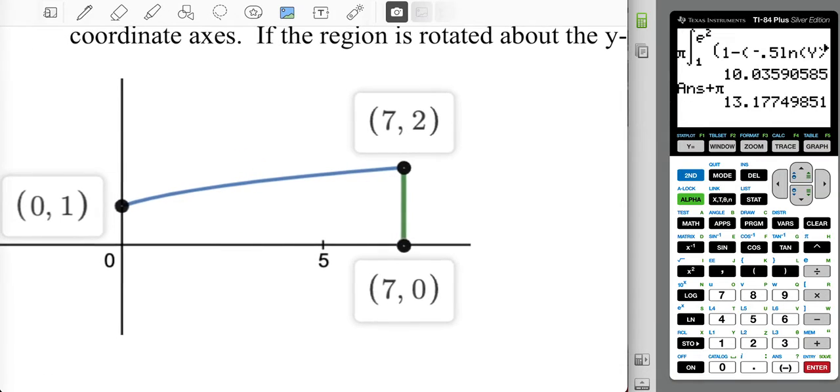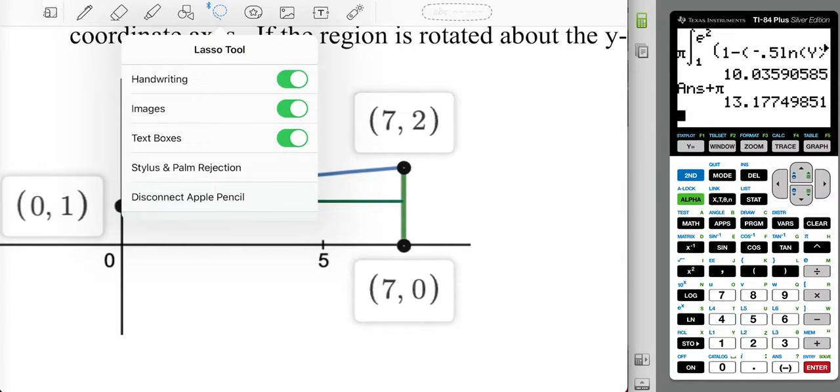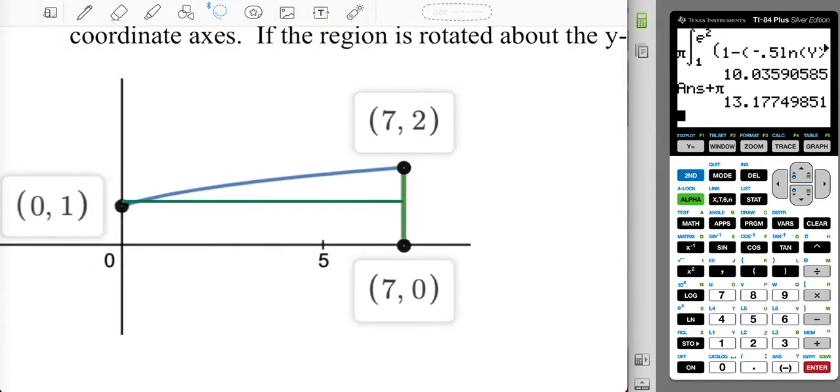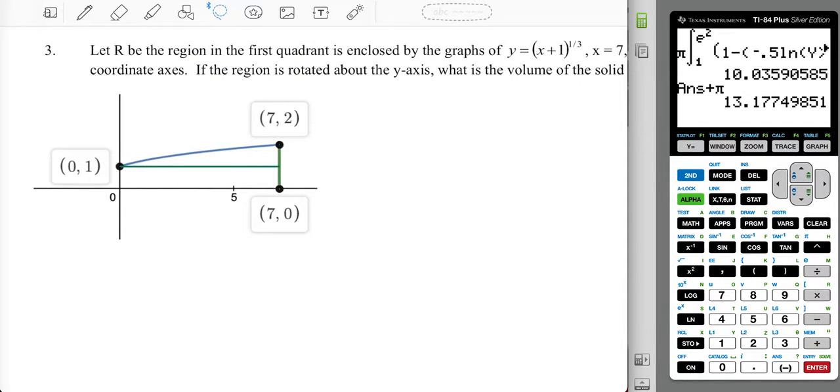So I'm going to draw a horizontal line here going from 0, 1 across to that vertical line. That's going to represent us cordoning off the two intervals. The one that we can just do with either the disk method, which we did before, or just pi r squared h.